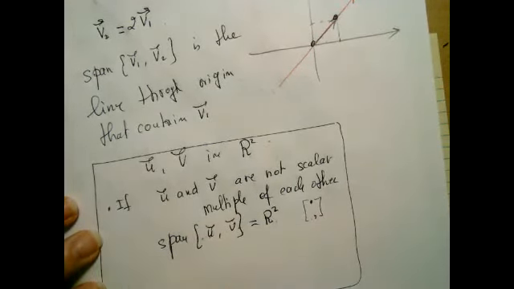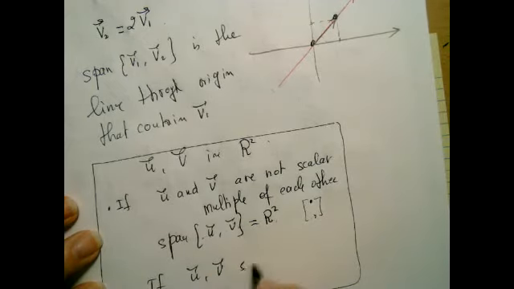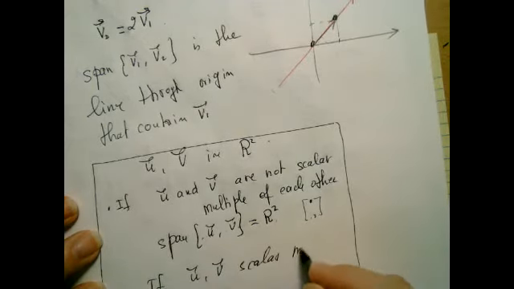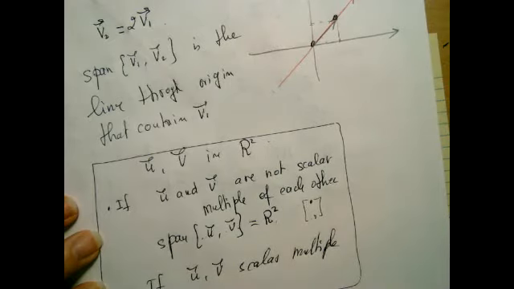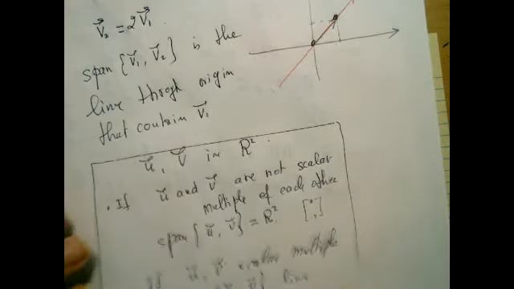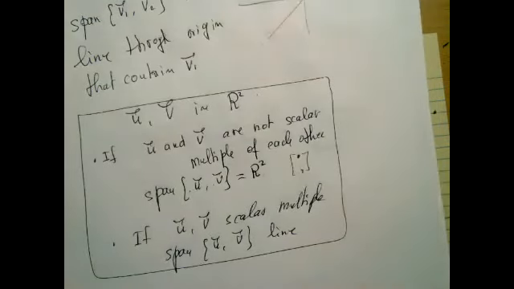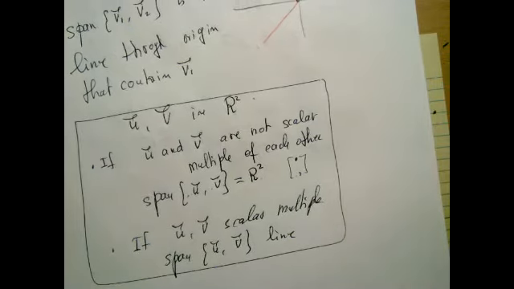Now, if U and V are scalar multiples, then the span is just a line. And we said which line it is. So that's really what happens for two vectors in R2. That's really the picture.